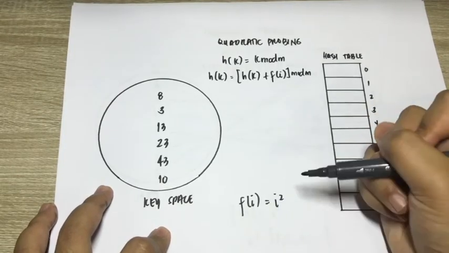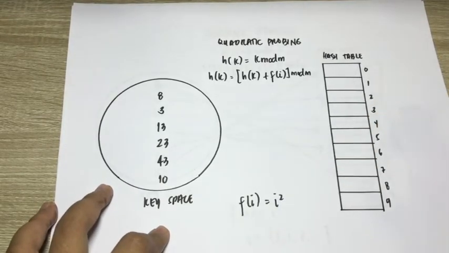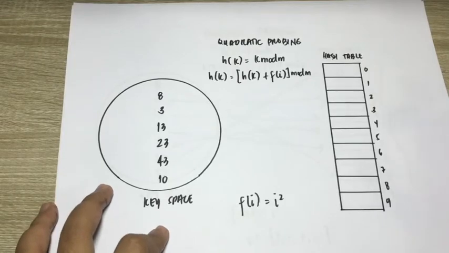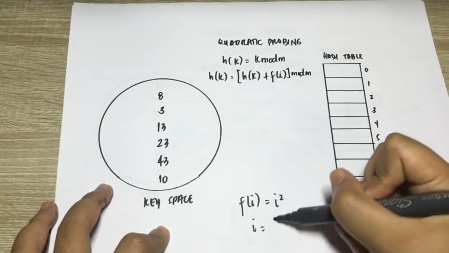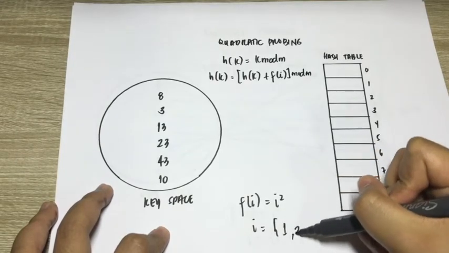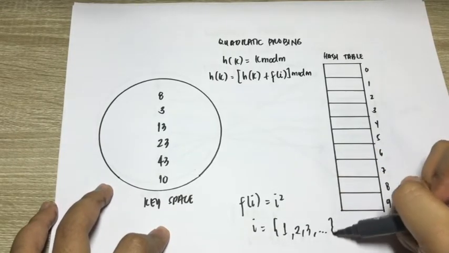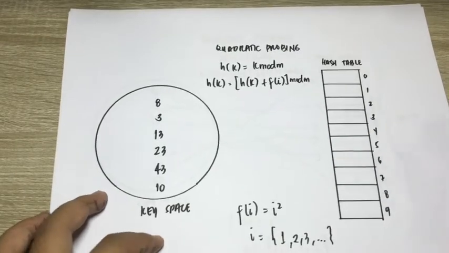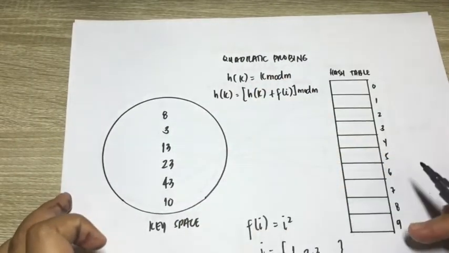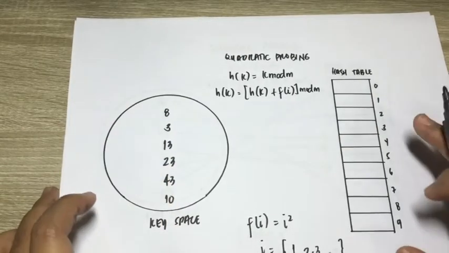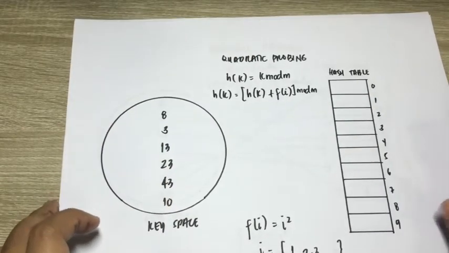So this time we are going to have a quadratic increment, in the form of i squared. Take note, i is equivalent to 1, 2, 3, and so on. So whenever the necessity to avoid collision arises. So let's try this given example. Let's try to map this key space to our hash table.